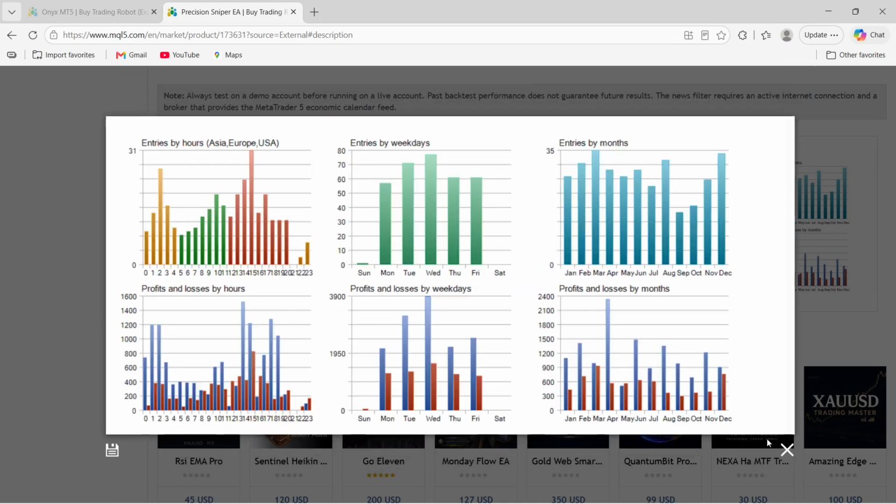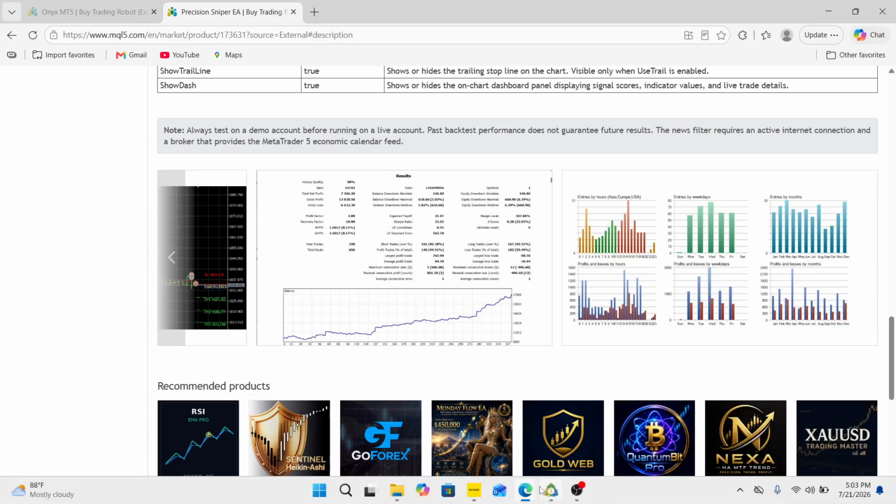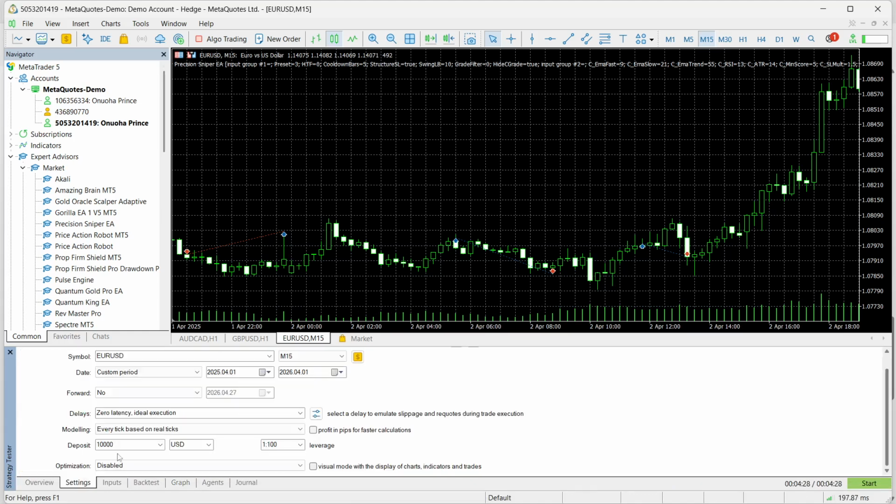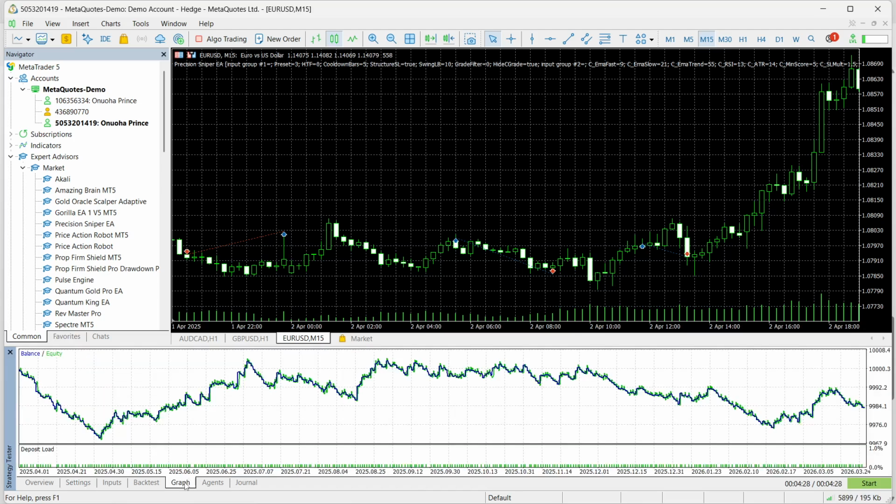All right, so that looks fine and good, but does it actually hold up when I put it through my own personal backtest? Let's quickly take a look. So I have my MT5 here, and I carried out the testing on the EUR USD pair on the M15 time frame. I carried the test over a period of 1 year, ranging from the 1st of April 2025 to the 1st of April 2026. And for the test, I got the following results.